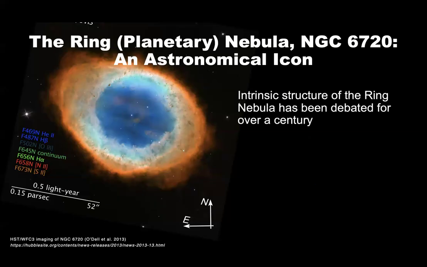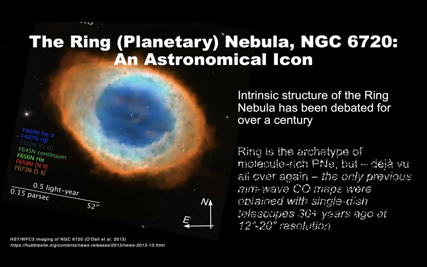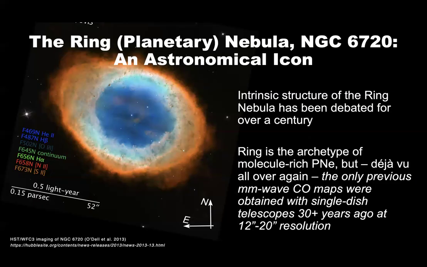So we understand what the Ring Nebula looks like through telescopes, but we don't know much about what the 3-dimensional structure is, or I should say we did not know much about what the 3-dimensional structure was. Is this a smoke ring? Is it a soap bubble? Is it an ellipsoid? What kind of shape are we looking at here anyway when we look at the ring? The ring is also the archetype, one of the best examples we have, of a molecule-rich planetary nebula. You could see the dust in here, and each one of these little blobs of dust is a rich reservoir of molecular gas.